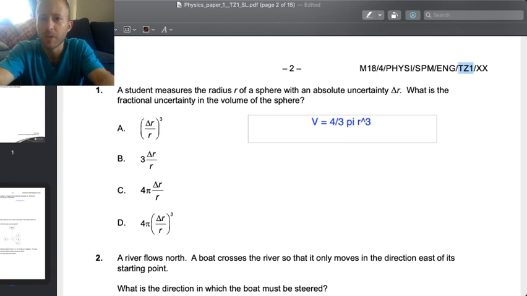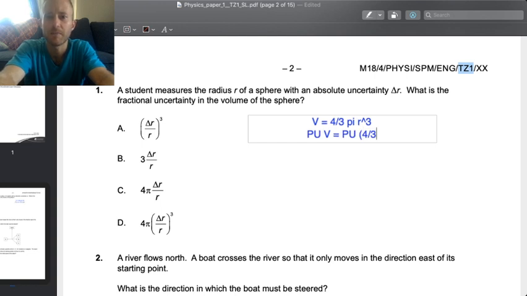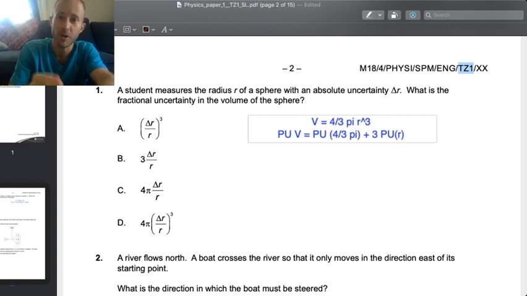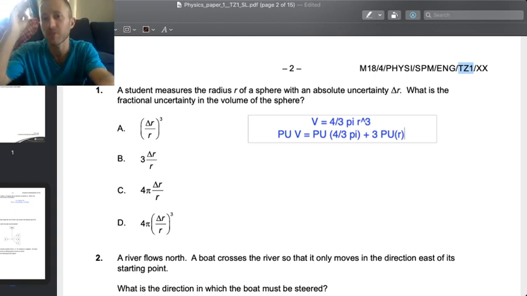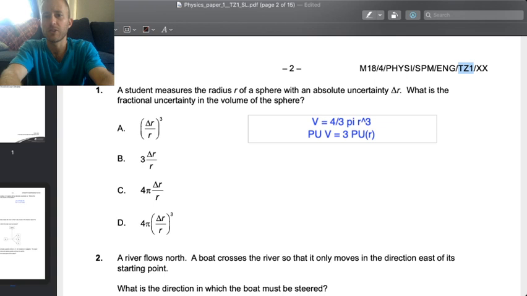Okay? So remember, when things are multiplied together or divided, their percent uncertainties add together. So the percent uncertainty in volume is going to be equal to the percent uncertainty in 4/3 pi plus 3 times the percent uncertainty in R. Now, why is that? It's because you have 3 factors of R, so you have percent uncertainty in R plus percent uncertainty in R plus percent uncertainty in R. Now, 4/3 pi is just a constant, so it has no percent uncertainty. So we just have that.